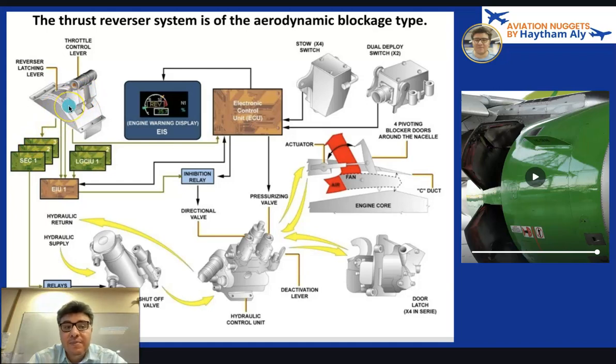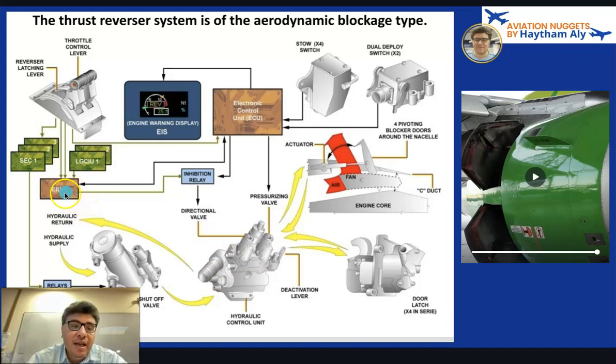At -3.8, the secondary line of defense, the engine interface unit, assures that the aircraft is on ground from the landing gear control interface unit, then it will energize the inhibition relay, so that the electronic control unit can energize the directional valve inside the hydraulic control unit. This is the second line of defense.